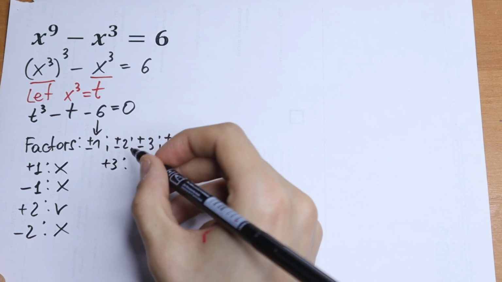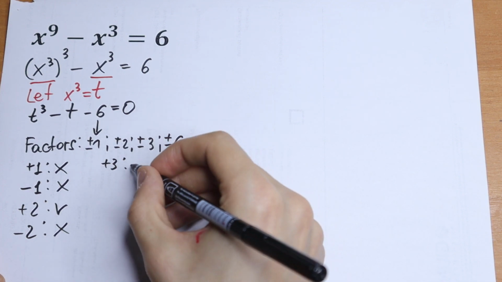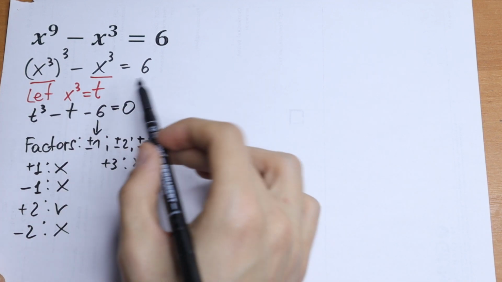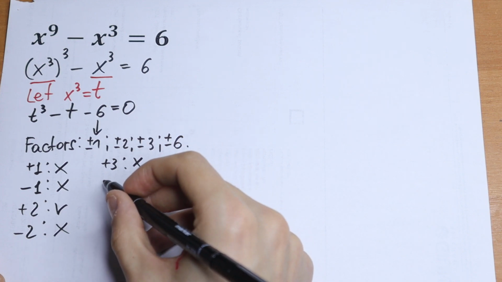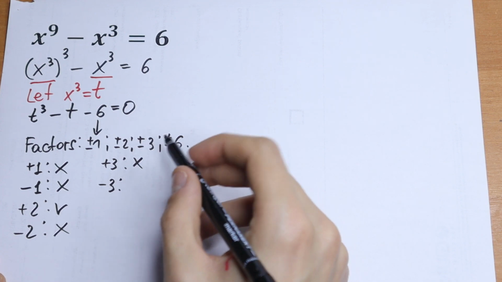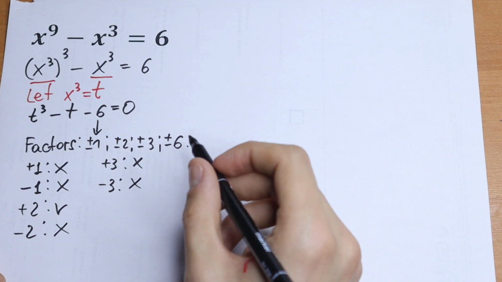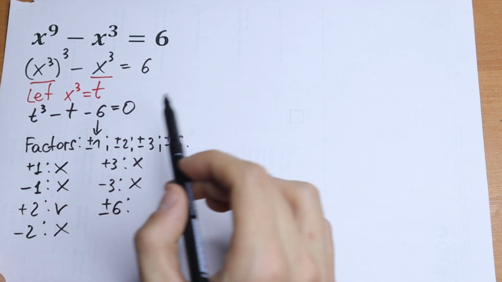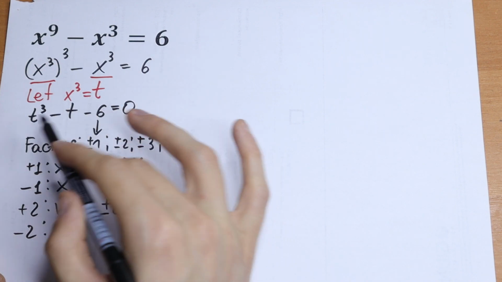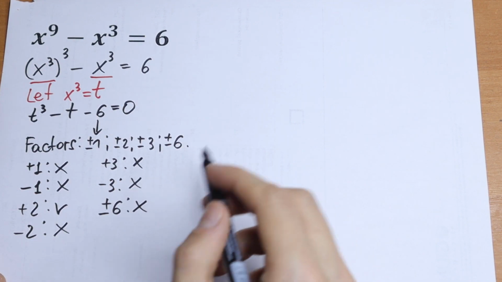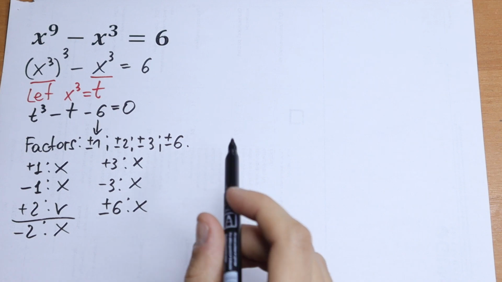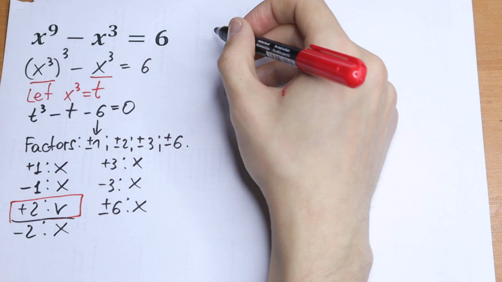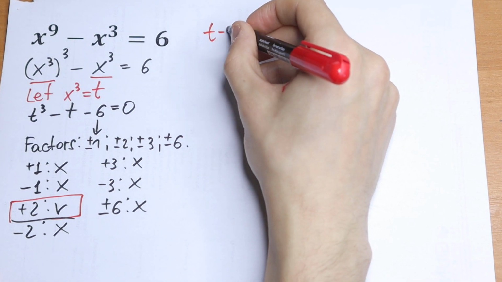Next one, plus 3, we will have 27. This is not good for us right now, because it will not be equal to 0. Minus 3, we will have minus 27. This will not be equal to 0. And of course the same situation with plus minus 6, because we will have 6 cubed, which is a really big number. So we have plus 2. This is good for us, and we can of course factor out t minus 2 from here.